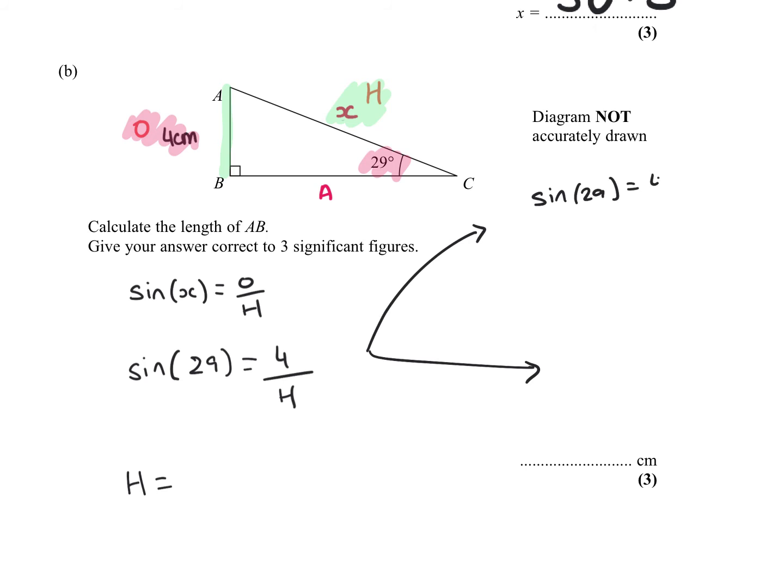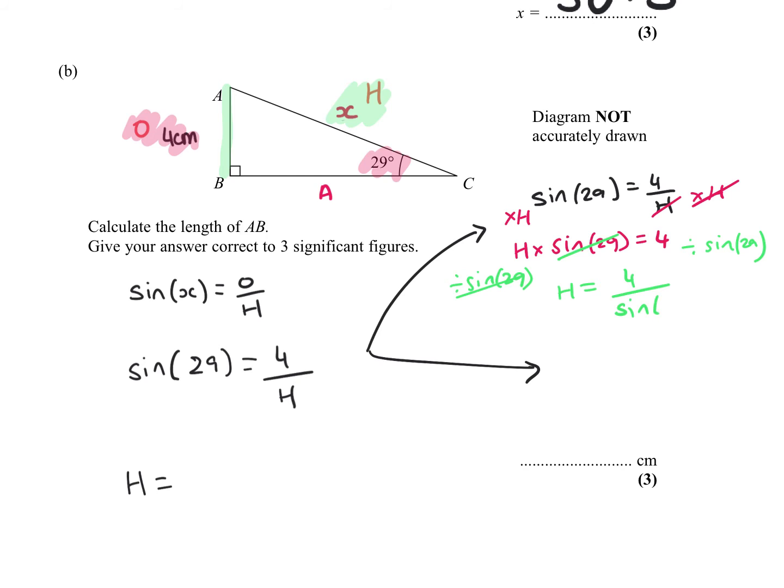Sine of 29 equals 4 over H. How are we going to get H on its own? Well, they said let's multiply both sides by H. Then that's going to cancel. And we're going to get H times sine of 29 equals 4. And then how do we get H on its own? We're going to divide both sides by sine of 29. Okay, so that means these are going to cancel to make 1. So I'm going to get H equals 4 over sine of 29. This is fantastic, and this is the level of mathematics we need in understanding.